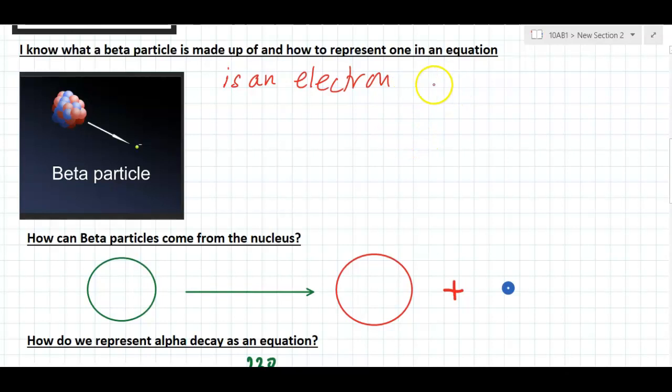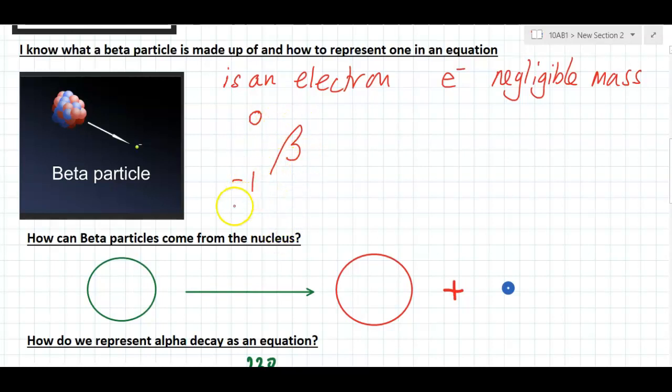Okay, and we know that electrons have a negative charge and a tiny mass that is so small compared to a proton or a neutron that we can ignore it, a negligible mass. The tricky bit is to explain where these beta particles have come from. And I'm going to show you, we represent beta particles like this: negligible mass, effectively 0 for the mass number, and we write a beta particle and say that its proton number is -1. All right, now we're going to explain that using this section here.